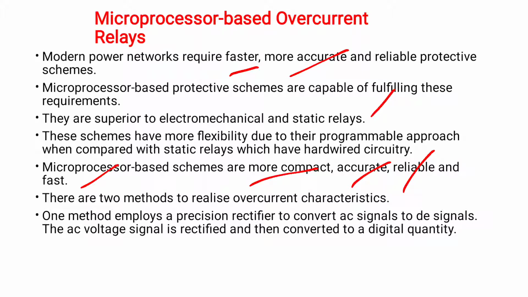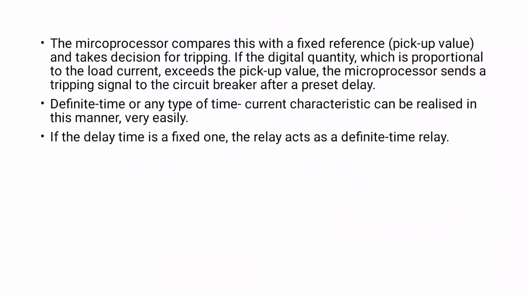There are two methods to realize the overcurrent characteristics. One method employs a precision rectifier to convert the AC signal to a DC signal. The AC signal is rectified, then converted to a digital quantity. Now the processor compares this with the fixed reference, that is the pickup value, and takes the decision for tripping.